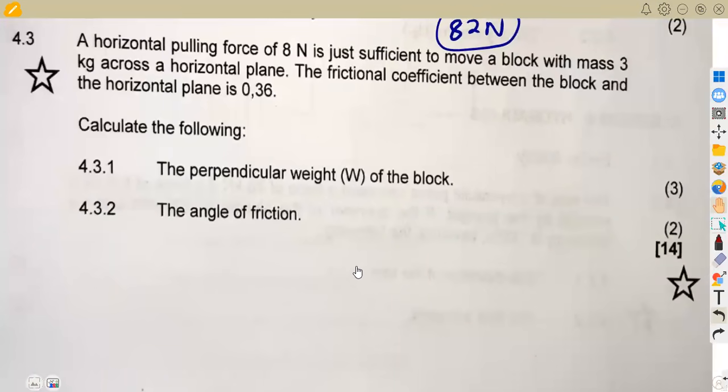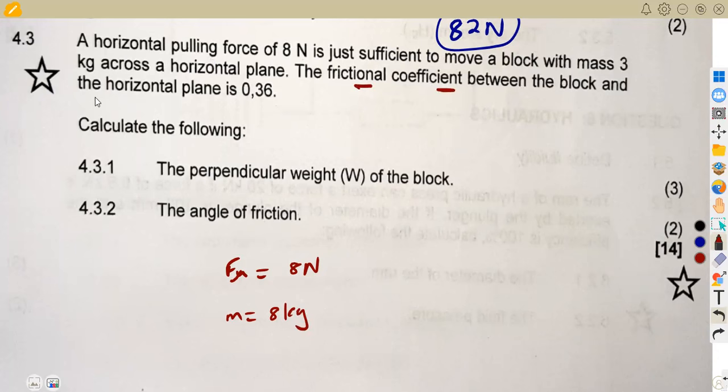All right. Question number 4, a horizontal pulling force of 8 Newton is sufficient to move a block with a mass of 3 kgs. So we are given a pulling force, which is our frictional force in this case, of 8 Newton, sufficient to move the block with a mass. We've got a mass here of 8 kilograms on the horizontal. The frictional coefficient between the block and the horizontal plane is, so we are given the frictional coefficient of 0.36.